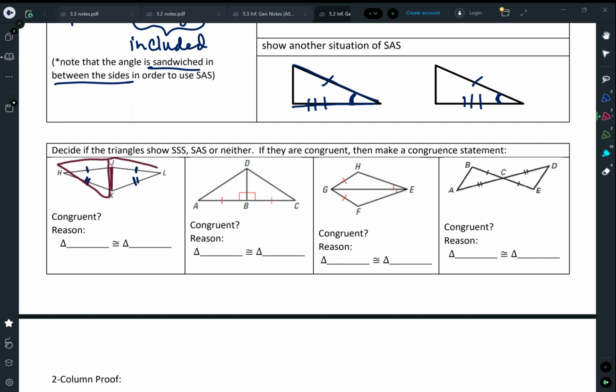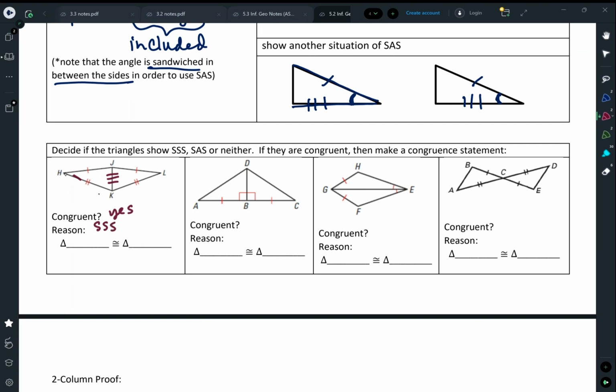JK is also a part of the other triangle. And since that side is congruent to itself, because JK is part of both of them, that gives me a third side. So now I'm going to write yes, it's congruent, and the reason is going to be side, side, side. And then I have to give a congruent statement.